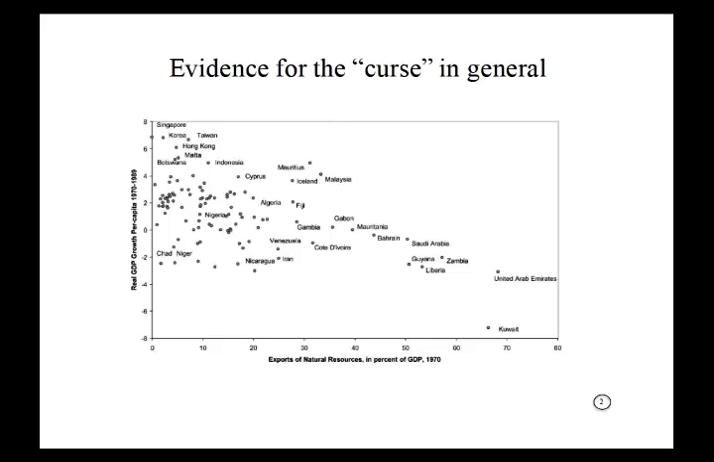So richness at the beginning, economic performance afterwards. We see a negative relationship between them. Resource-poor countries have a higher rate of growth. Resource-rich countries have a lower rate of growth. Roughly a negative relationship.